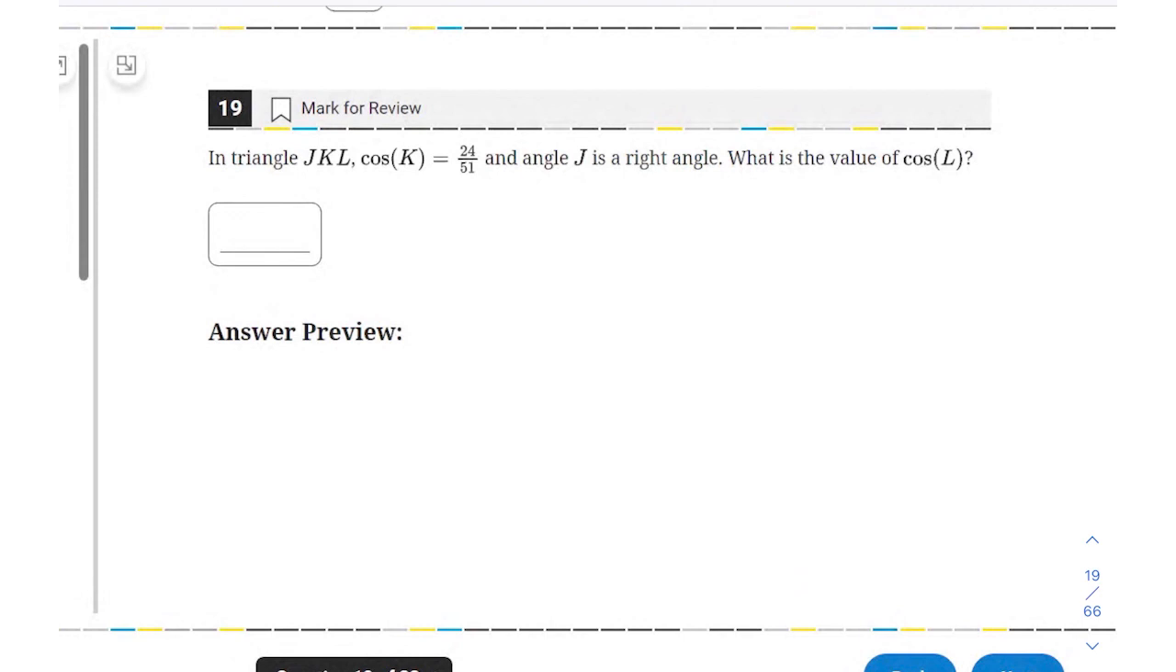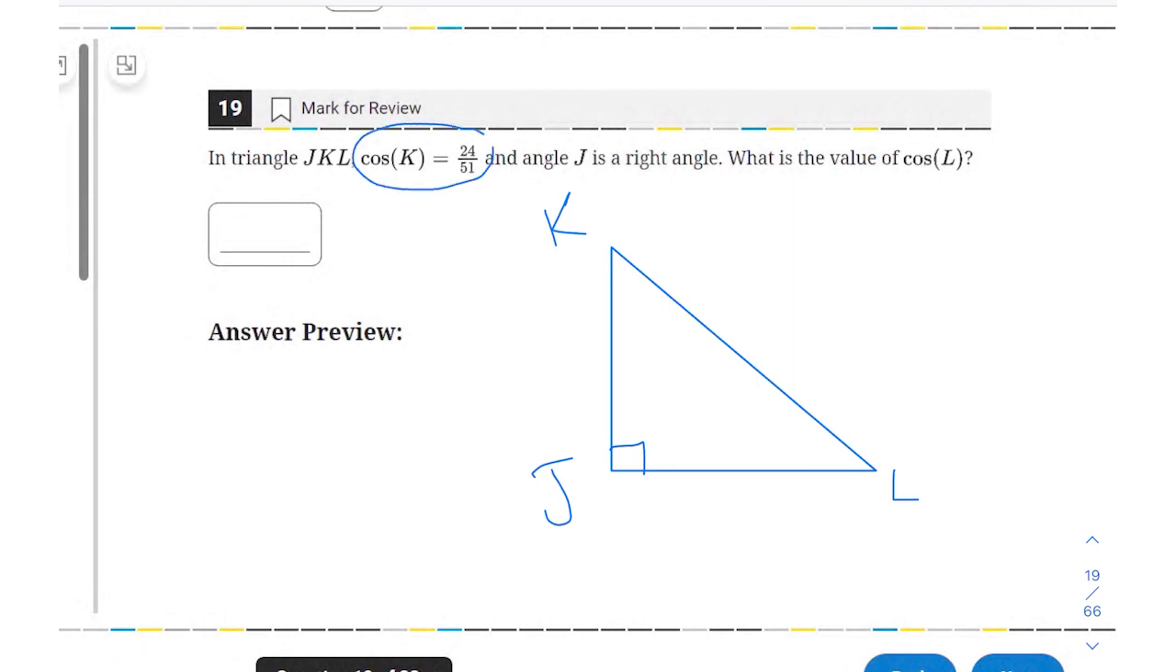We try to avoid having to draw things out or create visual representations where possible, but this one, to explain it, we're going to need to see it. So they say J is the right angle, so that would be here. And the K and the L don't really matter which one you label as which, so long as you plug in the correct value for the cosine in the right places.